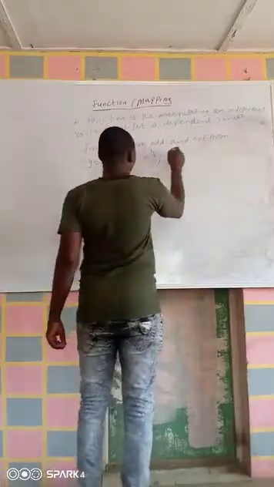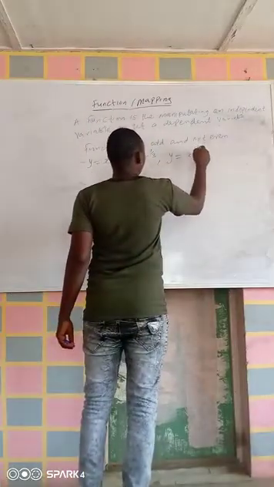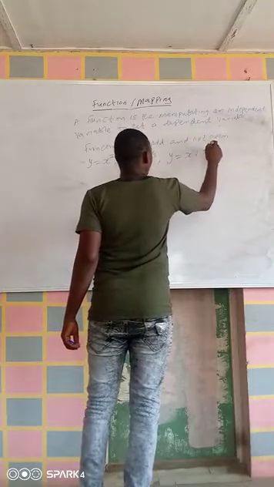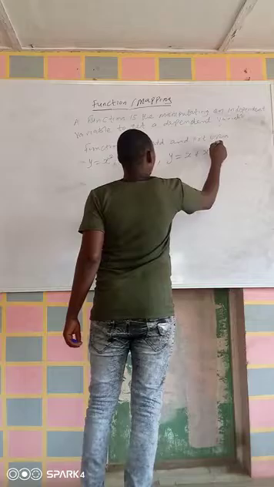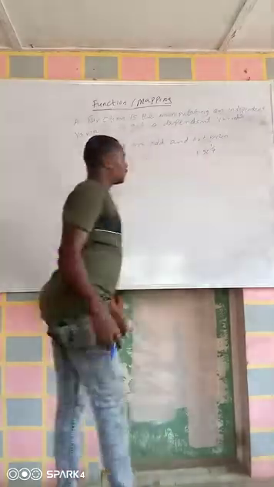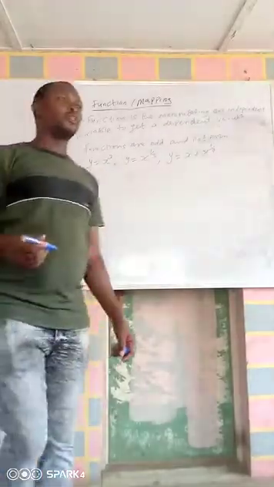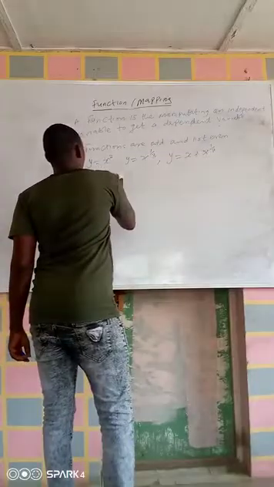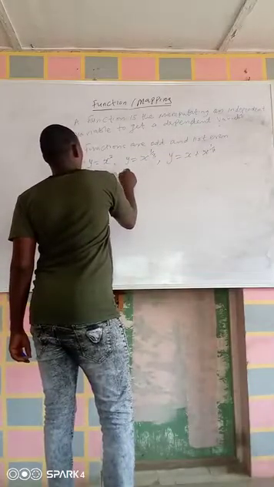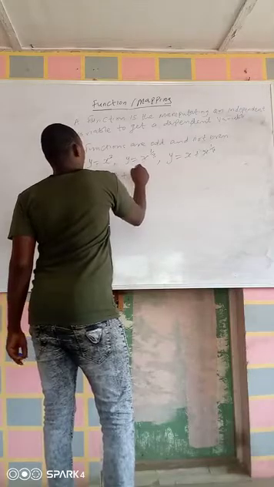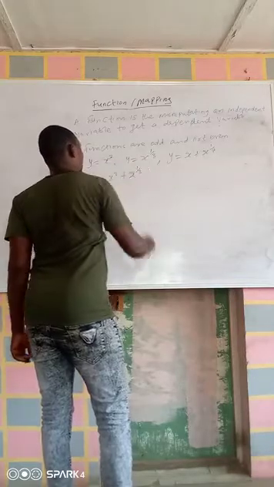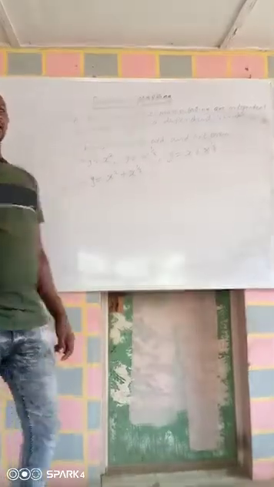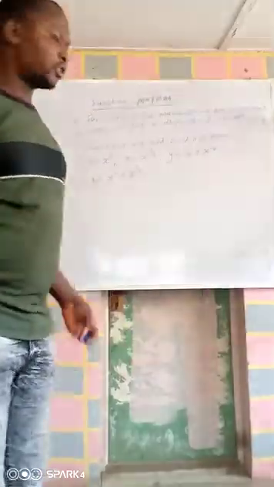So we can also have y is equal to x raised to maybe 1 over 7. Okay, so this is also a function. Or we can say that y is equal to x squared plus x raised to 1 over 3. Because of this odd number, we say it's a function.